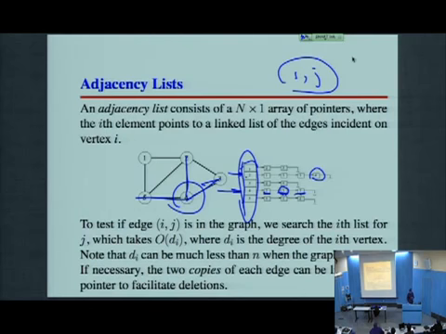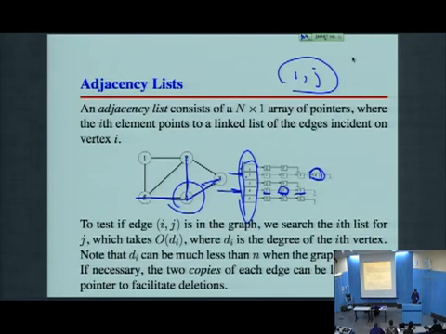Does everybody see that in this basic representation, we are representing each edge twice in the adjacency list? If it's an undirected graph, we are representing each edge twice. If it's a directed graph, each edge is represented once. Any questions about that? Okay, so let's think about that.